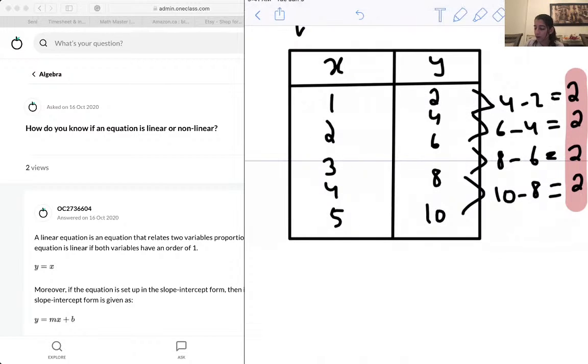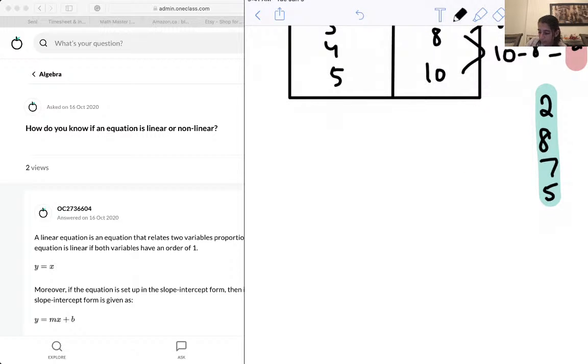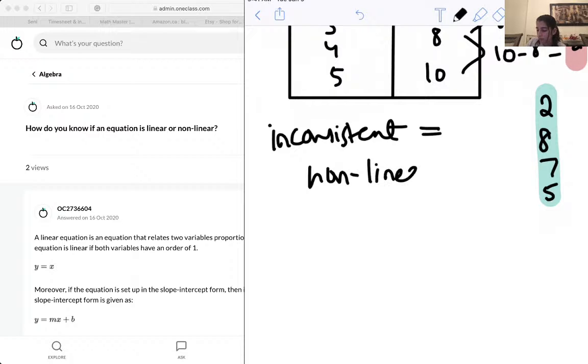If, however, their first differences were something like 2, 8, 7, 5, and it wasn't consistent, then it can't be linear. That's another way to know if your equation is linear or not. Otherwise, it is nonlinear.